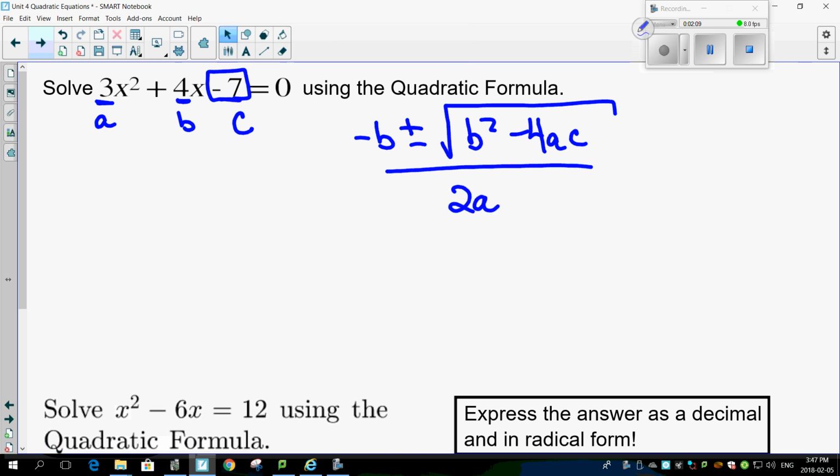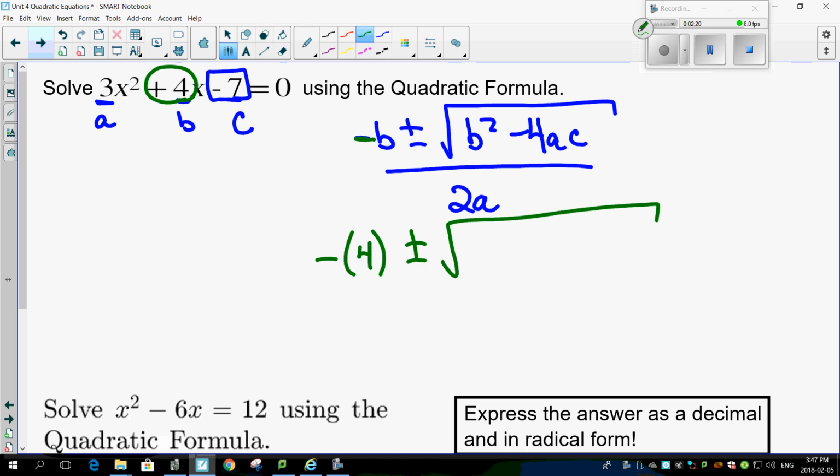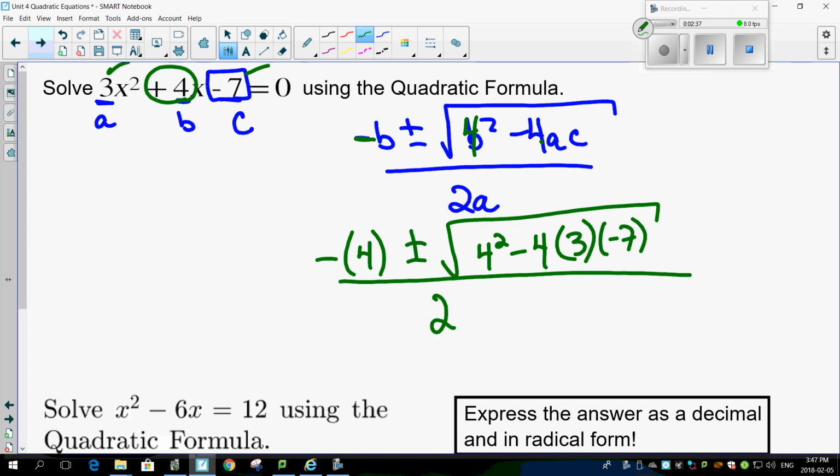Start substituting things in. There's your minus, so minus. Your B value is right here, positive 4. So minus 4, plus or minus, square root. B is 4, so 4 squared, minus 4 times A here is 3. Okay, there's 3. And C is minus 7. So times that by minus 7. All over 2 times A, and the A of course is 3.